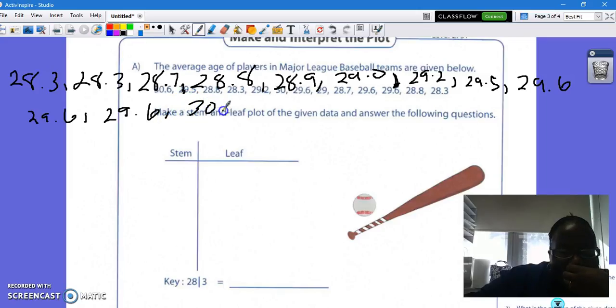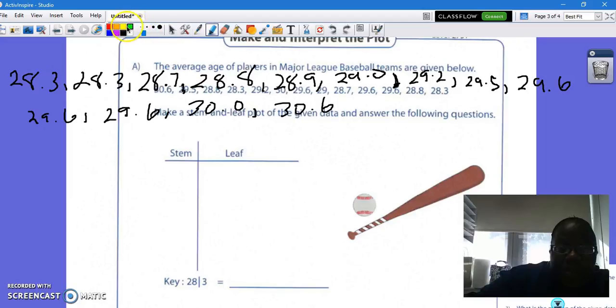I have 30, so 30.0. And then there's a 30.6, which is right there. Okay, so these are all those numbers that you see in the background in order. And sorry for the messy handwriting, y'all get the deal.